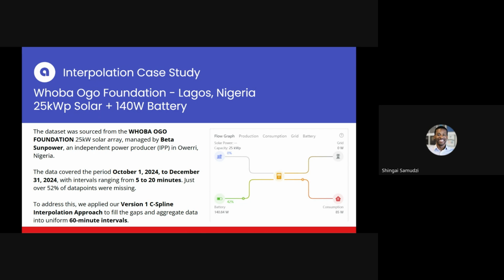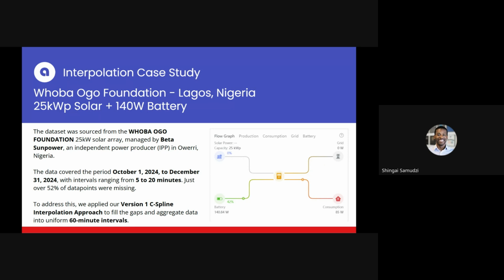So to address the issues that we identified here, of over half of the data points missing, we applied version 1 of our interpolation, which is a C-spline interpolation approach. This is more of an algebraic interpolation approach to fill in the gaps and to aggregate the data into more uniform 60-minute intervals. For our purposes and for their purposes of forecasting, 60-minute intervals was sufficient. They didn't need 10-minute intervals or 20-minute intervals.